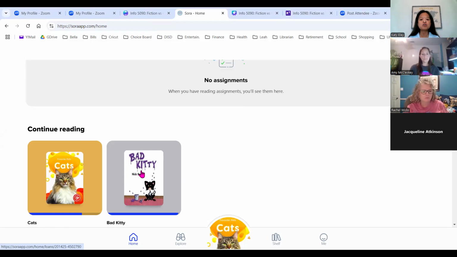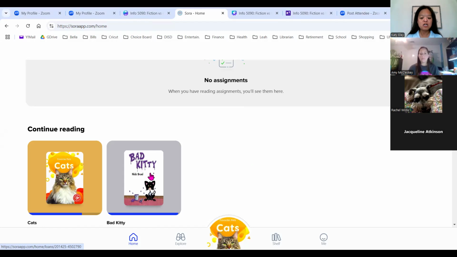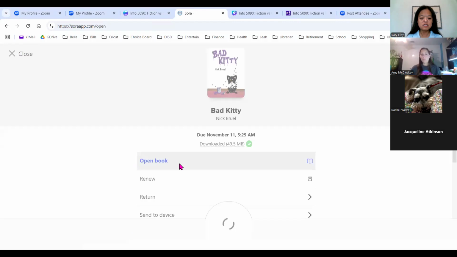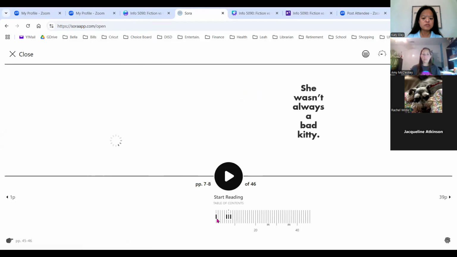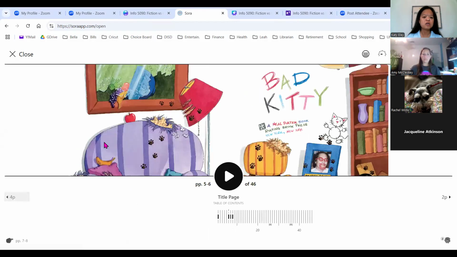Now, I chose two books, one fiction and one nonfiction, on one topic, so that we're comparing apples to apples and not apples to oranges. My topic is cats. This book is called Bad Kitty. Bad Kitty is a great book. Typically, first grade and second grade students like this book because it has a lot of illustrations.